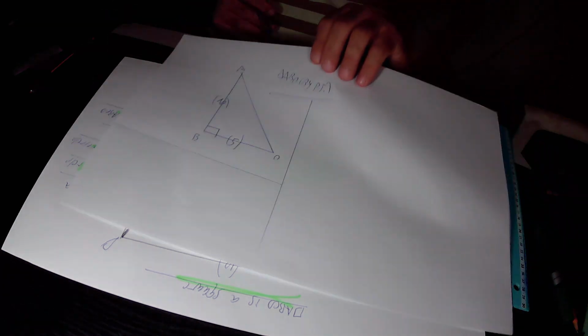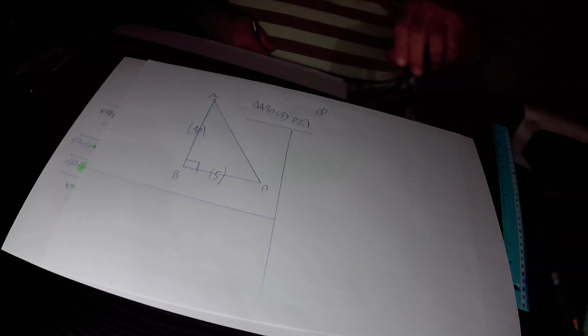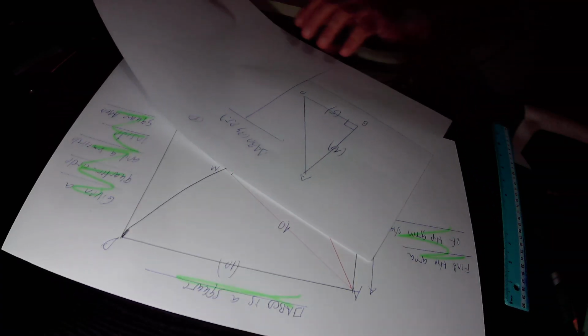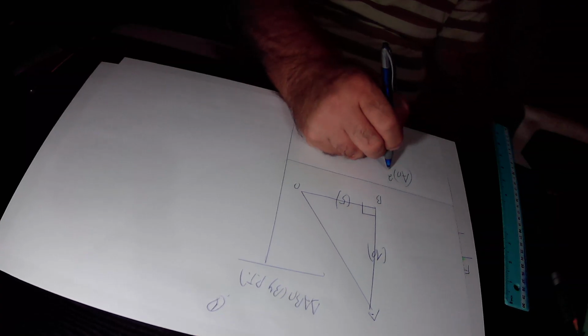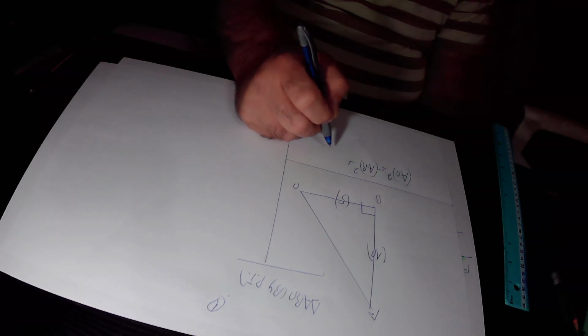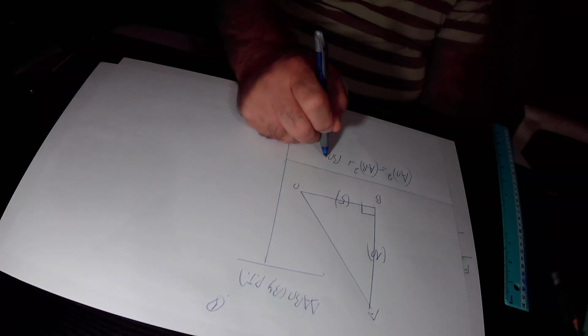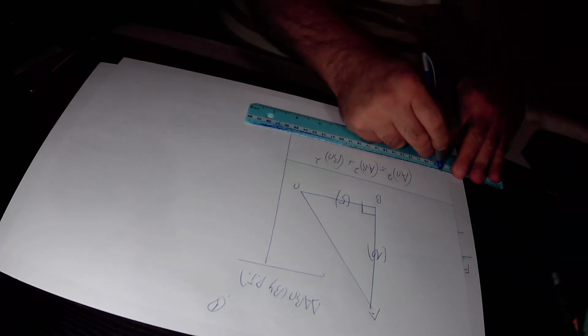This is the right triangle ABO that we are taking from the original drawing. In this right triangle ABO, according to the Pythagoras theorem, AO squared, that is the square of the hypotenuse, equals AB squared plus BO squared. So I write it down. AO squared, that is the square of the hypotenuse, equals AB squared plus BO squared.